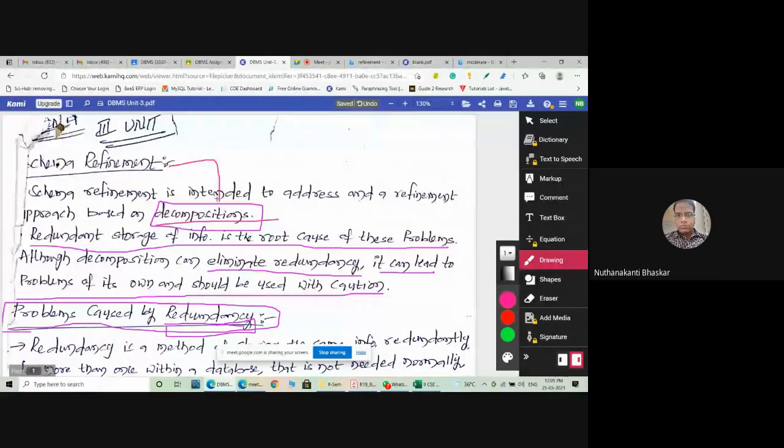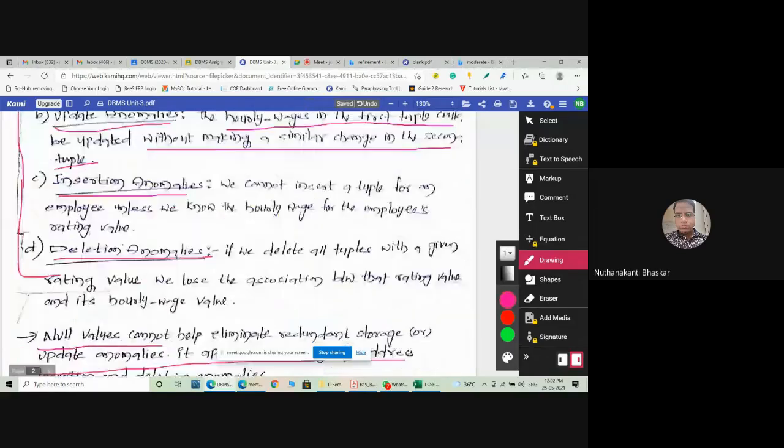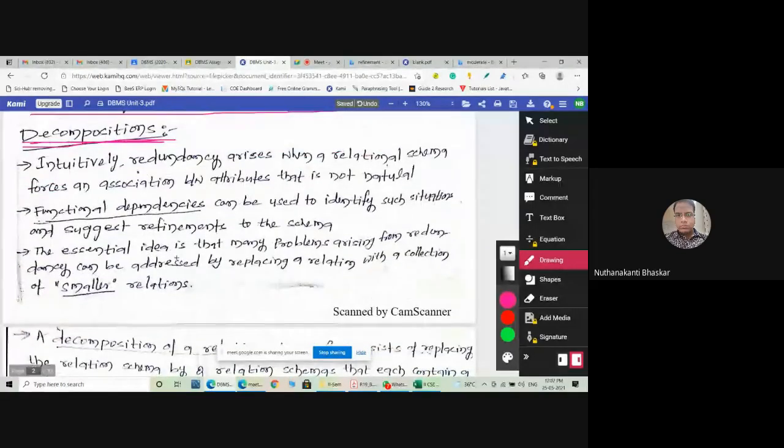We need to apply schema refinement in the form of decomposition. Decomposition is nothing but dividing the table into some parts. When you want to decompose the table, you need to find the functional dependencies, sometimes called FDs.